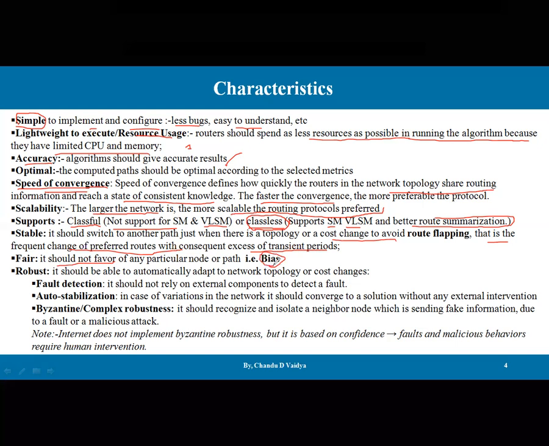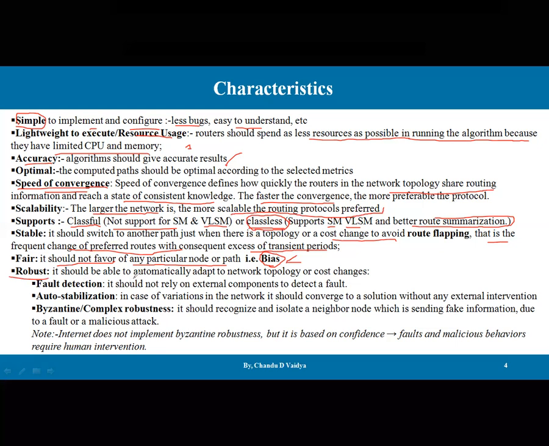It's supposed to be unbiased, not in favor of any particular node or path. It should be fair, and justice should be very clear, guys. The next will be robustness.